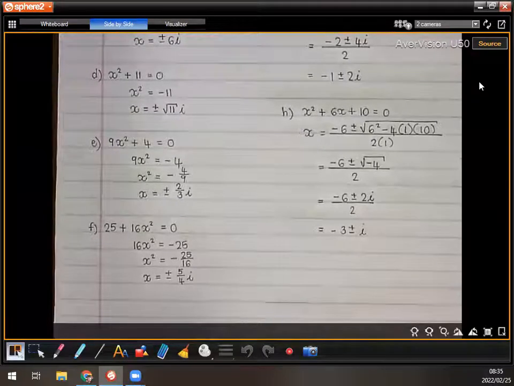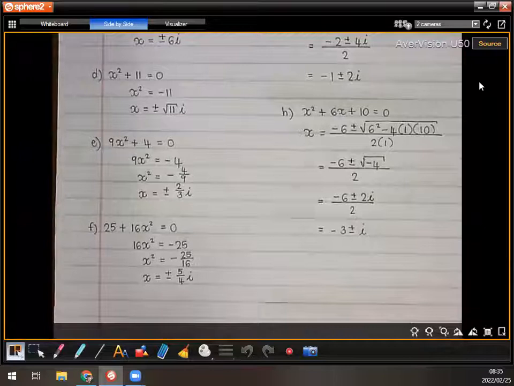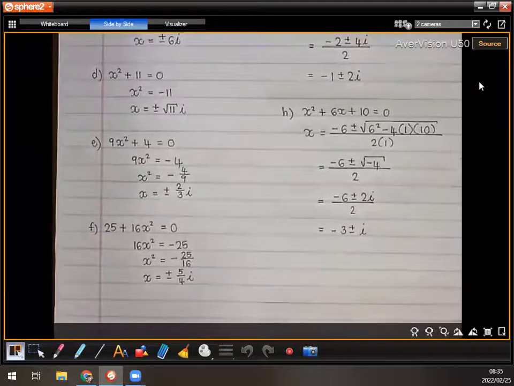Then you can simplify the two. Yes, you split up that fraction. Okay, guys, are we fine with D, E, and F? Any questions on those three?